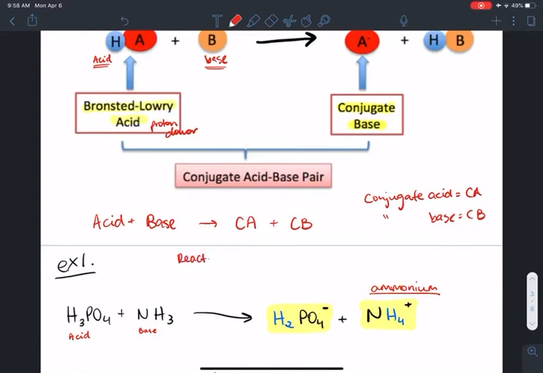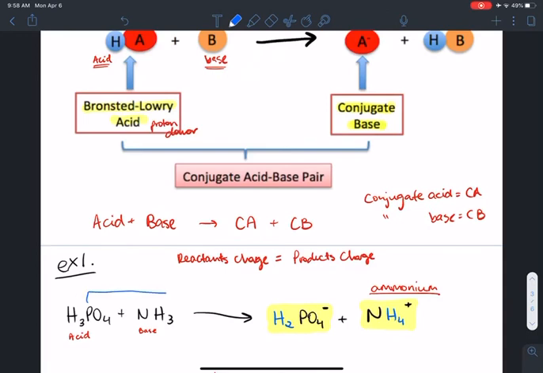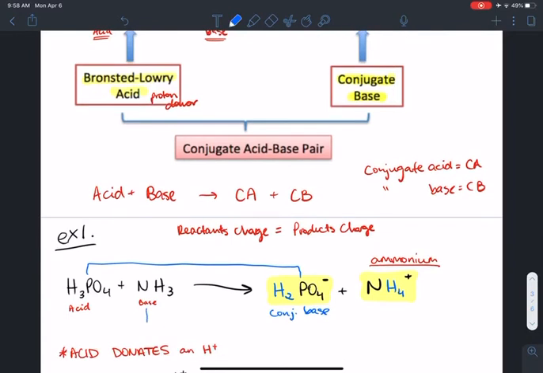So reactants charge should equal the product's charge. You may have to balance the reaction to get that to be true, but it's already balanced here. So we've labeled on the reactant side the acid and base. Now we have to label on the product side those conjugate pairs. So the acid is linked with the conjugate base, and the base on the reactant side is linked with the conjugate acid over here.